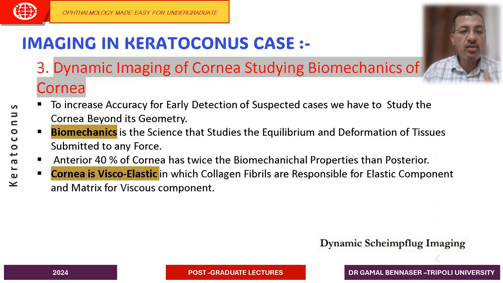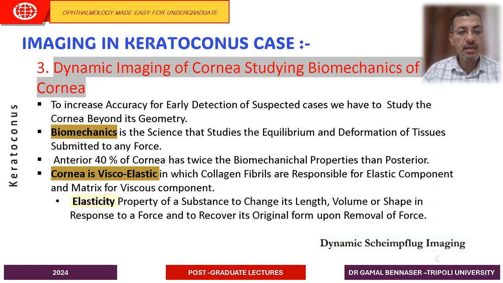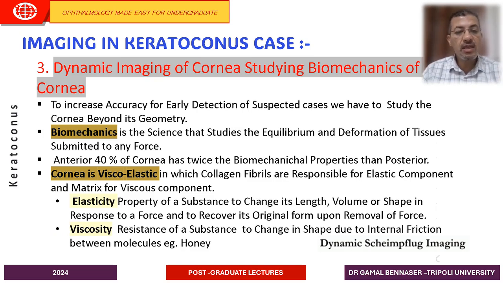The cornea is a viscoelastic structure that has a viscous property and an elastic property, in which the collagen fiber is responsible for the elastic property, and the matrix of the stroma is responsible for the viscous component. Elasticity is defined as the property of a substance to change in length or volume or shape in response to force. However, viscosity is the property of a substance to resist change in shape due to internal friction between molecules, like in honey.